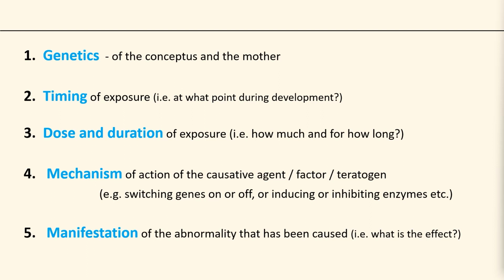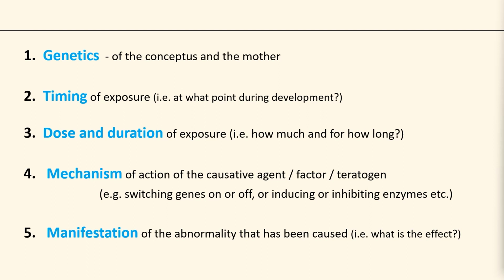Number 3 is the dose and duration. How much of that teratogen was absorbed by the embryo and over how long? We know that the nervous system develops over a long period of time. So high doses over a long period of time can affect the nervous system, because the nervous system is more susceptible to teratogens than most of the others. When we look at the effects of teratogen exposure, we will often see that the nervous system is one of the main systems affected because the developmental period is so long.